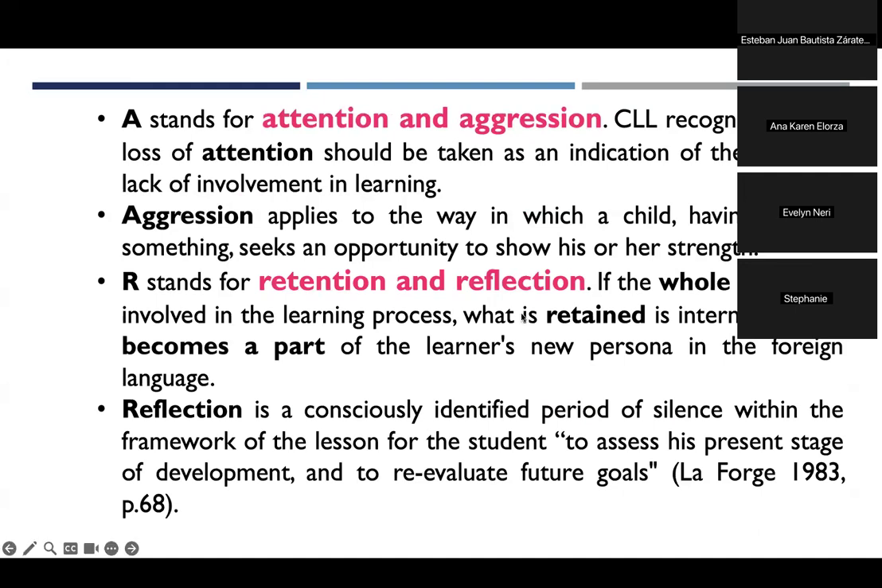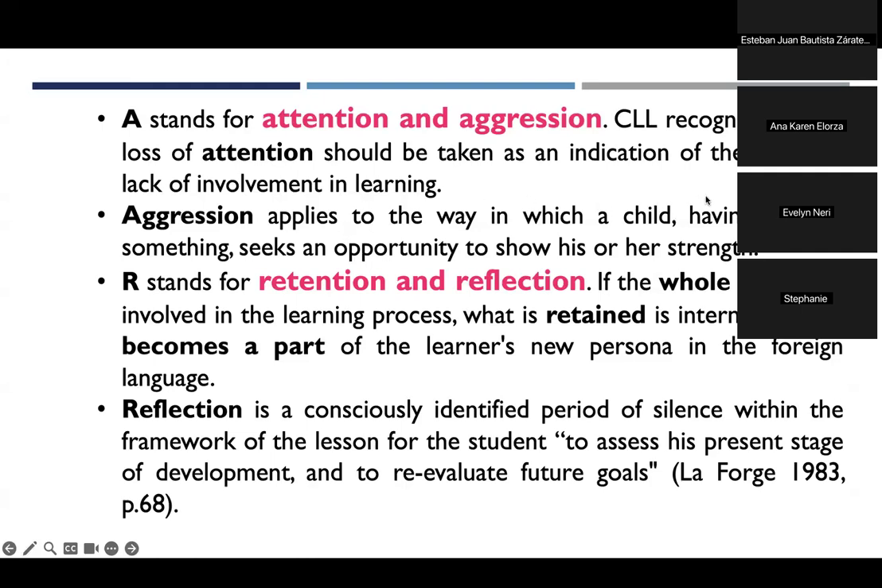R stands for retention and reflection. If the whole person is involved, the whole person remembers: intellectual knowledge and the affective domain. That is the whole person. What is retained is internalized and becomes part of the learner's new persona.